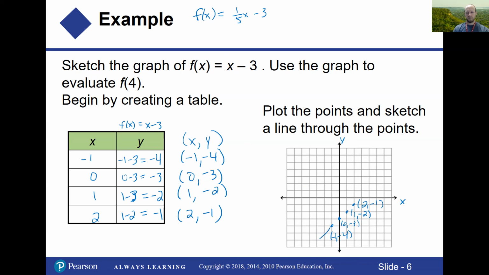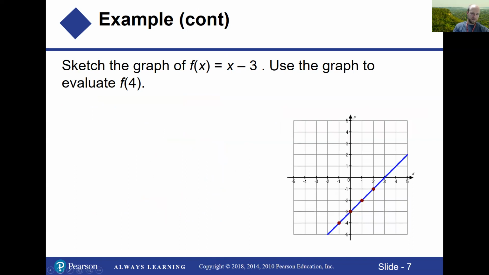And you don't have to do that, but just because, and I cannot really draw a straight line with this pen, but we'll go with that. Okay, that's what that graph is going to look like. All right, so that's a better line. I kind of left what they had there. So sketch the graph of f of x equals x minus 3. I just did that on the last slide.